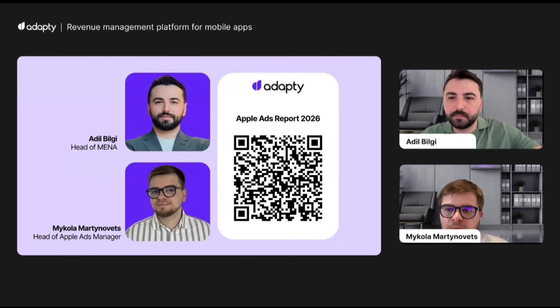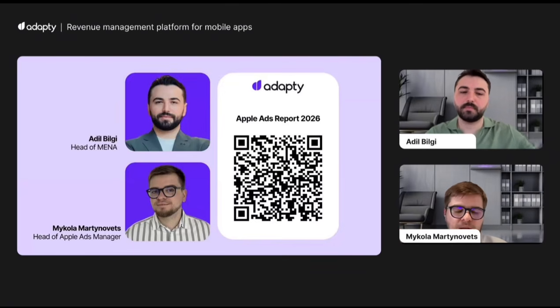Does your MMP provide keyword data for low-volume keywords? Yes, we provide any data, even from one install. If you receive one install and this user buys a subscription, we immediately show this on the dashboard. And we have the attribution data on the campaign level, on the ad group level, on the keyword level, and on the ad level. And next, it's about custom product page structure for Apple Ads.